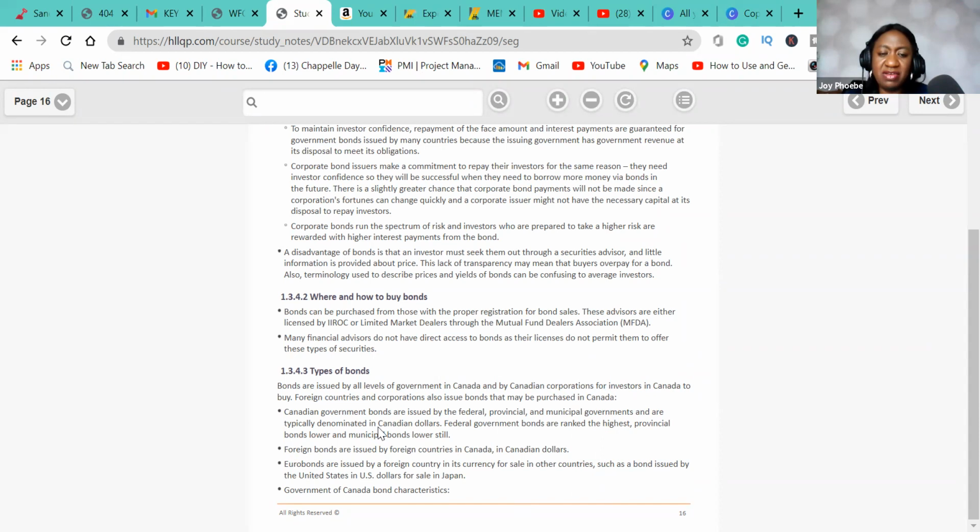Okay. Canadian government bonds are issued by the federal, provincial, and municipal governments, and are typically denominated in Canadian dollars. Okay. Of course, it should be. And then foreign bonds are issued by foreign countries in Canada in Canadian dollars. Okay.